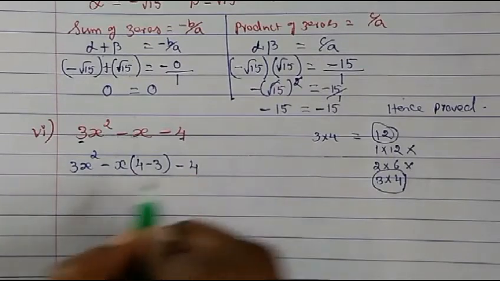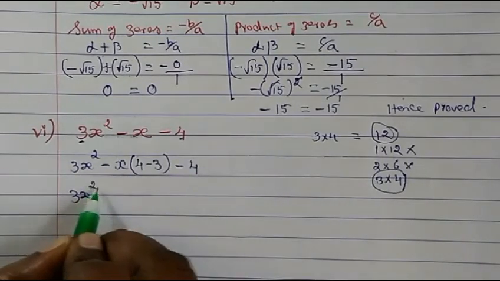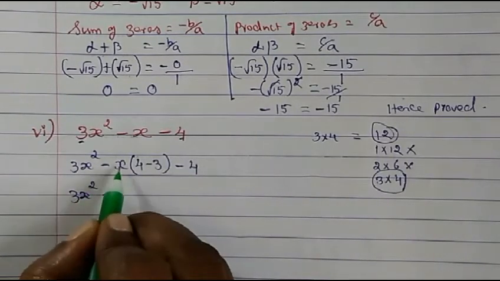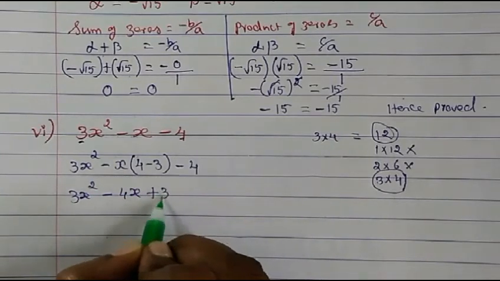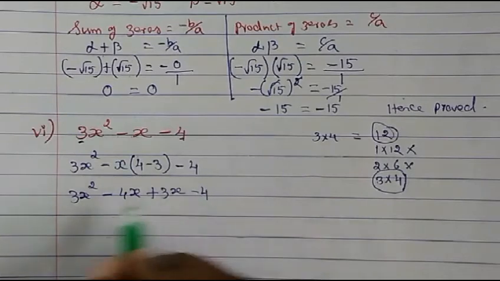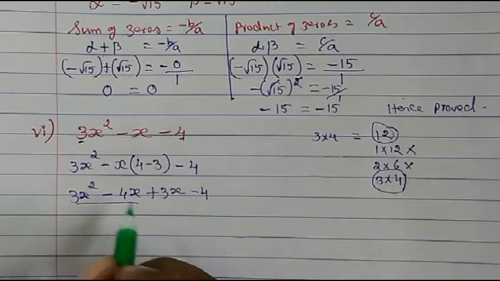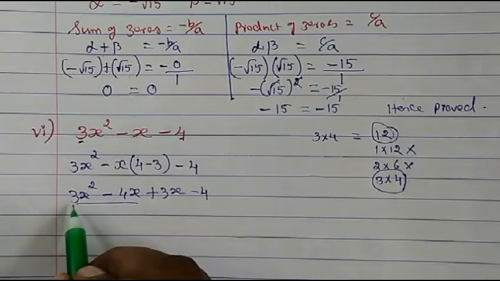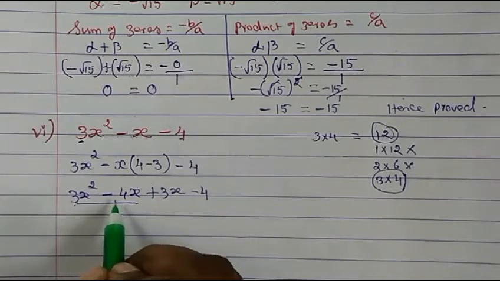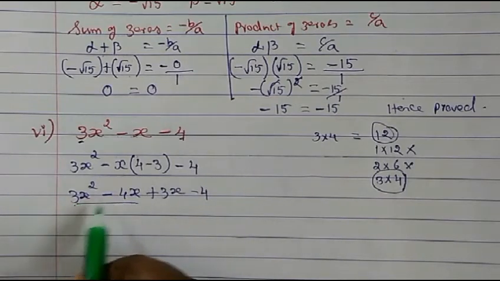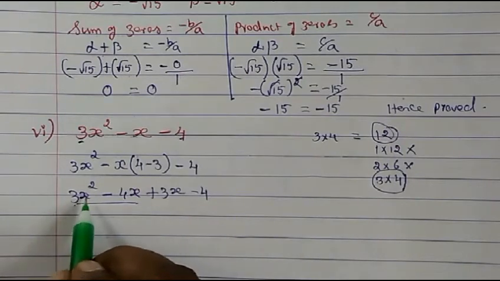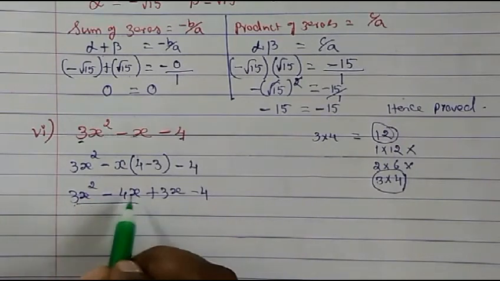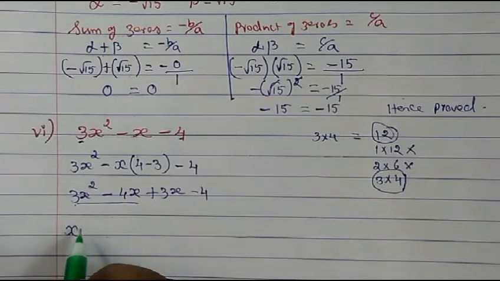Then minus 4. So now 3x square minus 4x plus 3x minus 4. Now from here we have to take out the common factor. Which number will divide 3 and 4 completely? Only 1 can divide them completely, so either we write 1 or we don't write it, it's the same. We have x square and x, so x is common. Let's take x out as common.